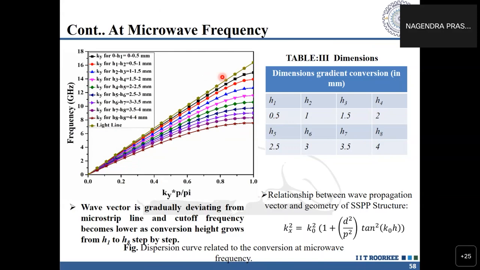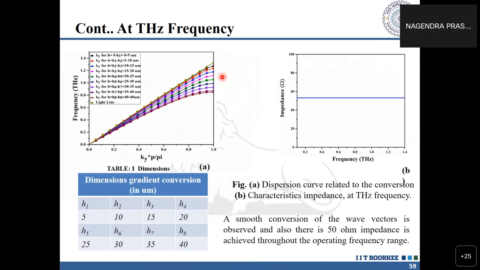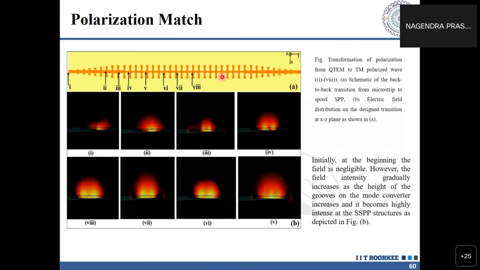The wave vector is gradually deviating from the microstrip line, and the cutoff frequency becomes lower as the corrugation height grows from H1 to H8 step by step. With the help of that, the matching is achieved. You can see the same concept used, and the impedance is found. And you can see at various locations what the confinement looks like, because initially this is a quasi-TEM mode, and this quasi-TEM mode is slowly getting converted into this SPP mode.